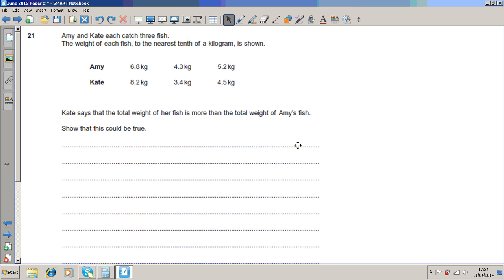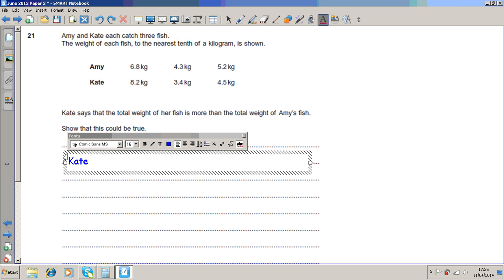Question 21. Amy and Kate each catch 3 fish. The weight of each fish to the nearest tenth of a kilogram is shown. Kate says that the total weight of her fish is more than the total weight of Amy's fish. Show that this could be true. So if Kate is more, then we need to take the upper bounds of Kate's and the lower bounds of Amy's and see whether they could be more.